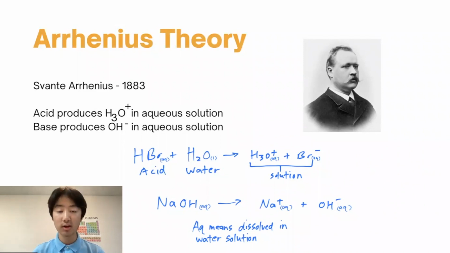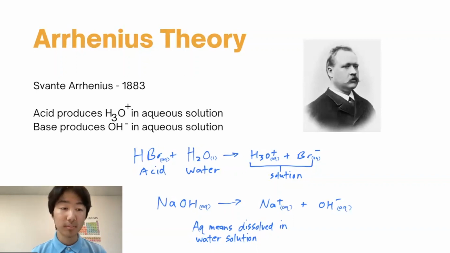Aqueous, as you see in this bottom depiction, means dissolved in water. In the equation, hydrobromic acid, HBr, reacts with water. When it is dissolved in water, it creates hydronium and it also creates bromide, Br-, right? And so as you can see, using the Arrhenius theory, HBr is the acid which produces H3O+ in an aqueous solution, and the aqueous solution is water.